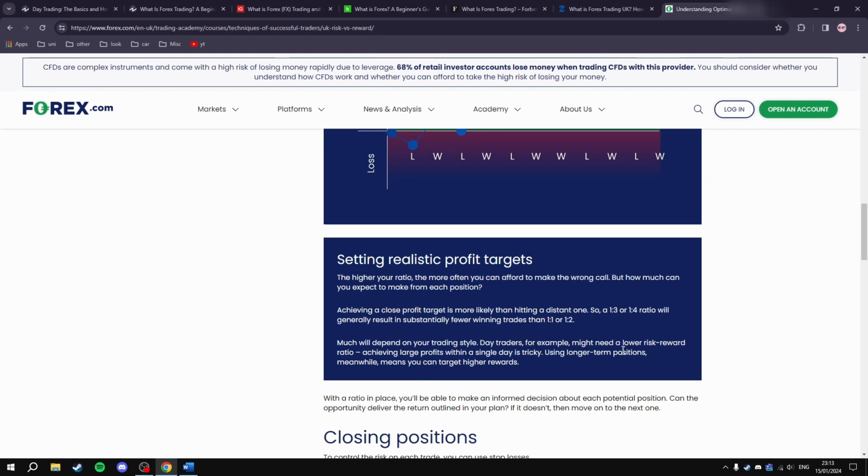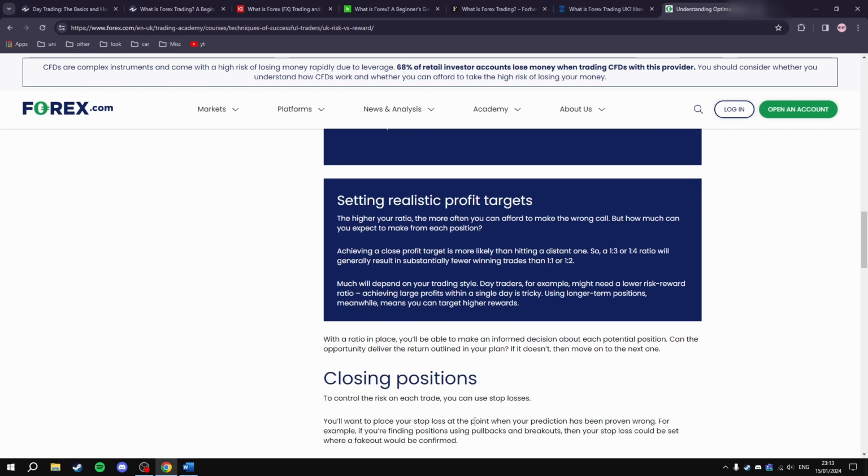Day traders, for example, might need a lower risk-reward ratio. Achieving large profits within a single day is tricky. Using longer term positions, meanwhile, means you can target higher rewards. Lower risk-reward ratio, so that's like a 1-to-1 or 1-to-2.